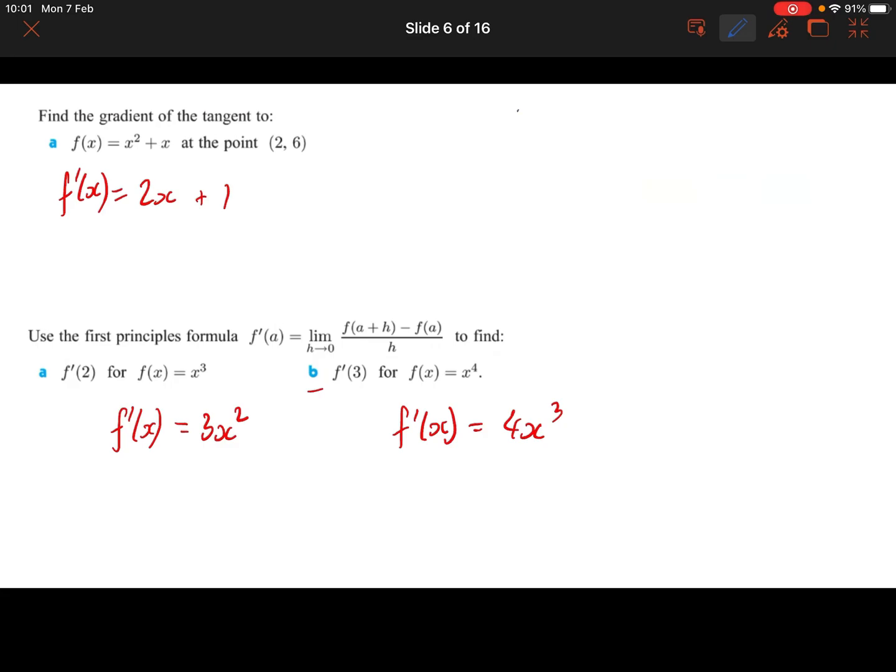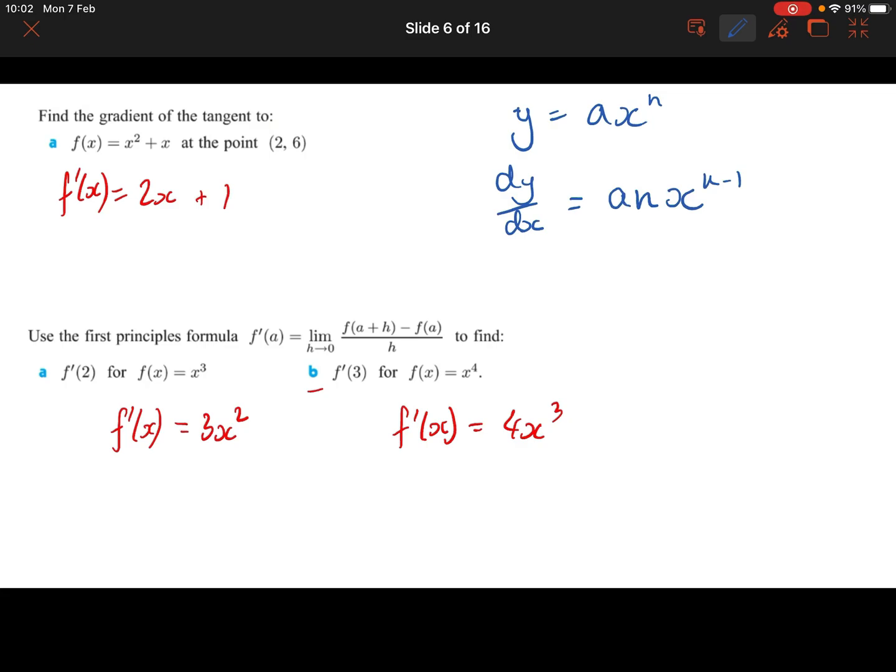So we can say if y equals a times x to the power of n, then dy/dx, or f prime x, is equal to a n x to the power of n minus 1. So we don't really need to do things from first principles. We can simply apply that power rule as long as I have my function in index form.